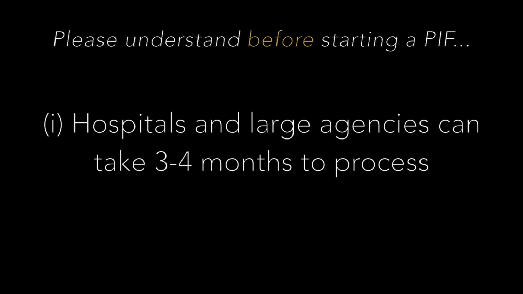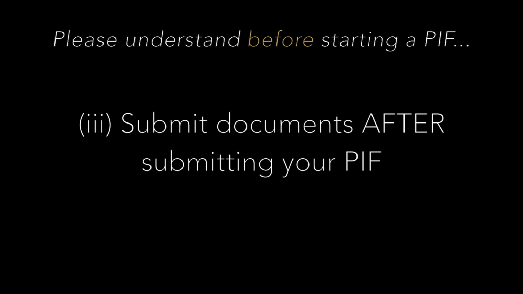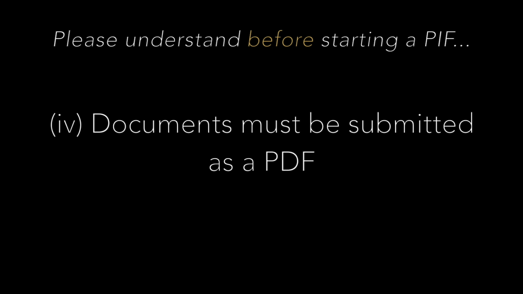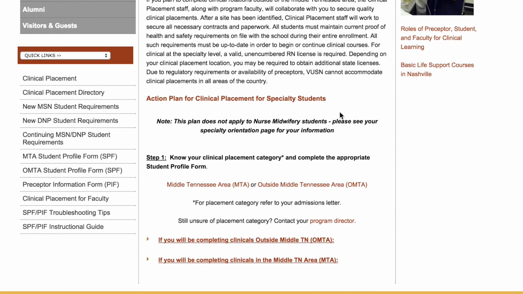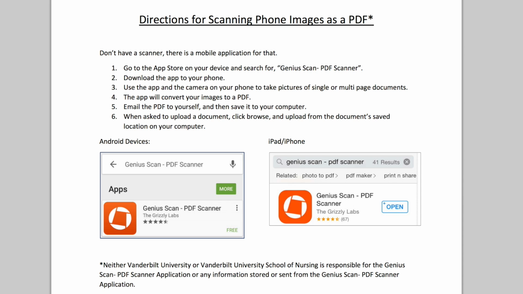Please understand before starting the preceptor information form that hospitals and large agencies can take 3 to 4 months to process. Users cannot go back to the PIF after clicking the submit button on the PIF. Documents will be uploaded after the PIF has been submitted. Documents must be uploaded as a PDF. For instructions on converting pictures to PDF, see directions on the clinical placement website.